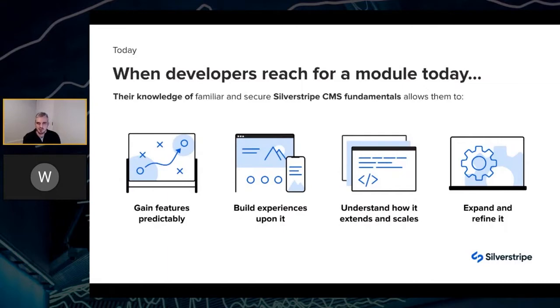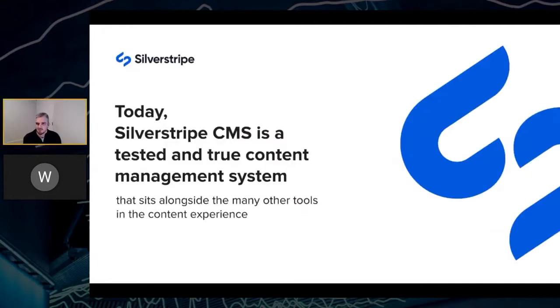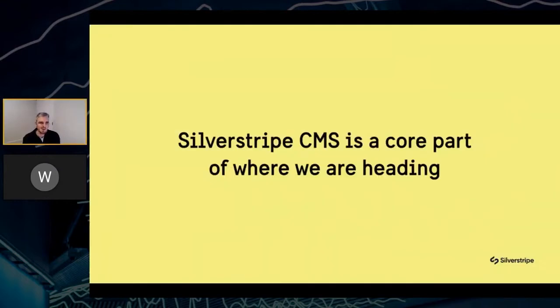And so something I want to highlight here is we put a lot of time and attention into ensuring that these core strengths in the CMS come with us as we evolve it today. And so Silverstripe CMS is a tested and true content management system, and it sits alongside the many other tools in a content experience. And we at Silverstripe have seen it do that very successfully time and time again. And so one thing that Wayne brought up and something I really want to highlight is that Silverstripe is a core part of where we are heading.